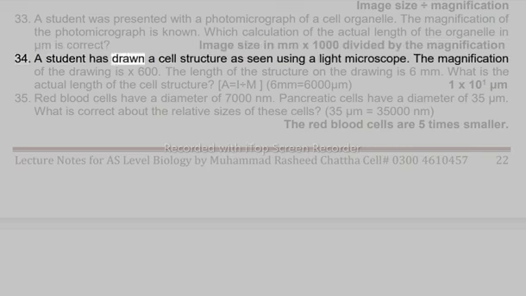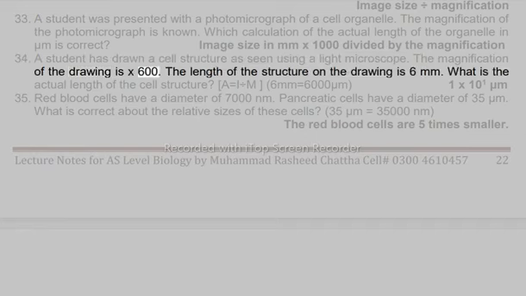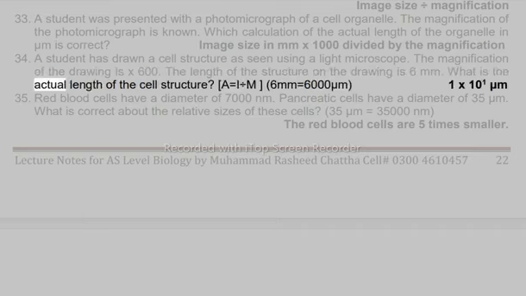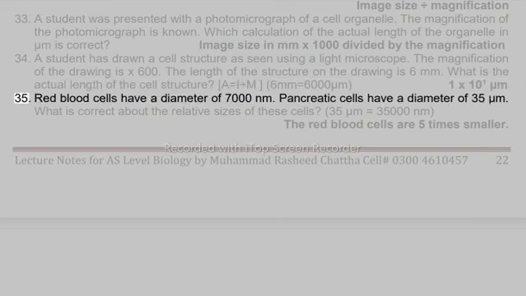34. A student has drawn a cell structure as seen using a light microscope. The magnification of the drawing is x600. The length of the structure on the drawing is 6 mm. What is the actual length of the cell structure? A equals I divided by M. 6 mm equals 6000 micrometers. Answer: 1 × 10^1 micrometers.